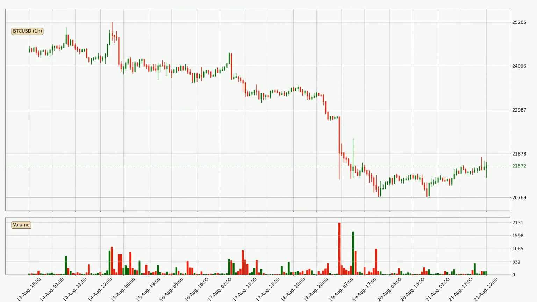By taking a look at the hourly time frame for Bitcoin, the price moved up around 2.1% in the last 24 hours, with a current price of 21,572. But the volume wasn't very high, so the move wasn't very strong.